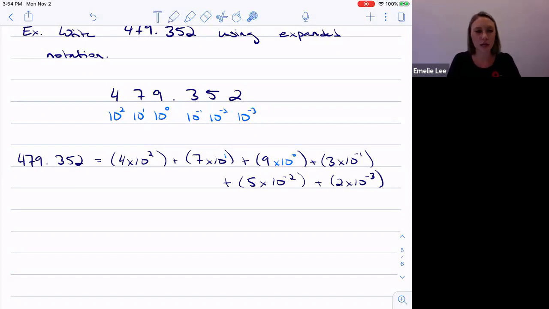Another way you could have written this out is to go first 400 plus 70 plus 9 plus 0.3 plus 0.005 plus 0.002. Too confusing for me. I like to just write them out like this. And so you could have broken it up into all their little components and then written them in terms of powers of 10, but you have to end up here anyways. So that's why I like to just write them out like this.